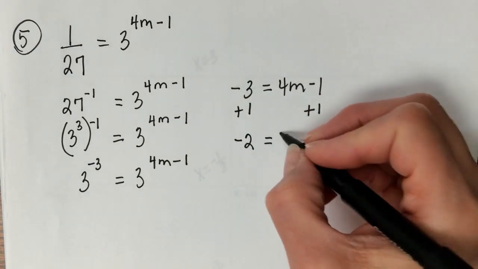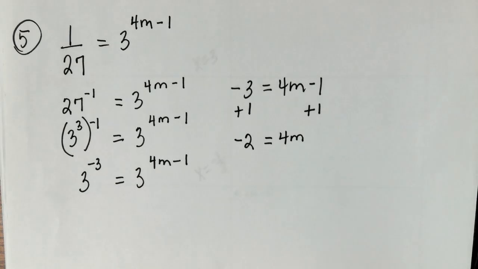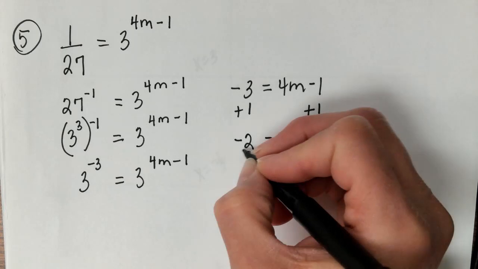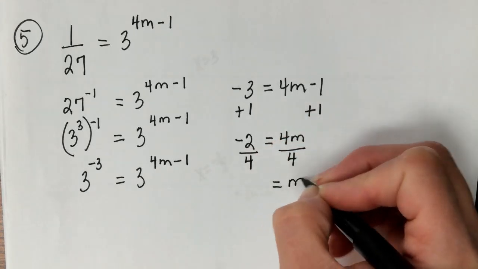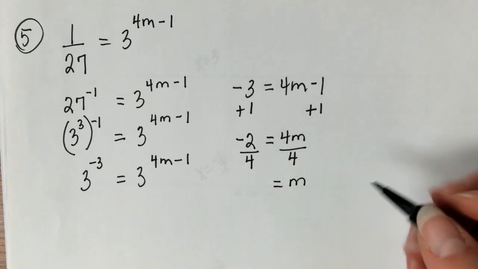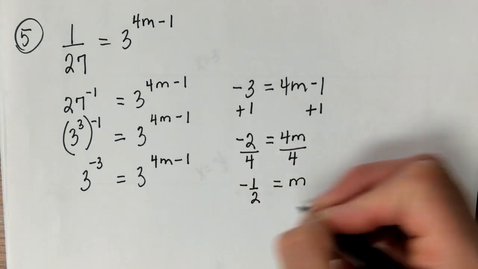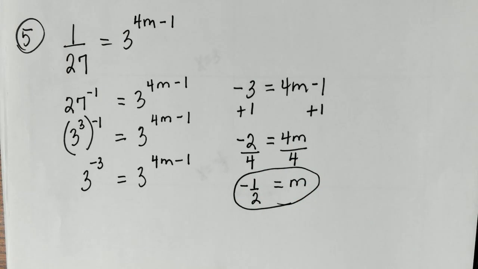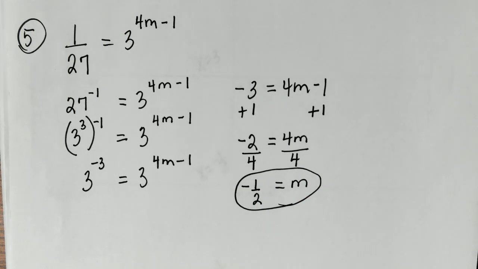Our 4m can be brought down. How do I get rid of that 4? We're going to divide by the 4. When we divide by the 4, this is where when you reduce this, you get a negative 1/2. And that is the answer to number 5. Any other questions on page 7, those odd problems? Okay. Then I'd like you guys to turn to your page 9.